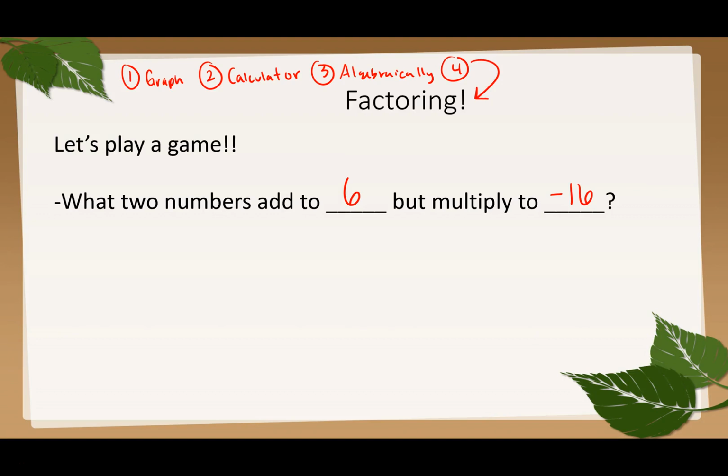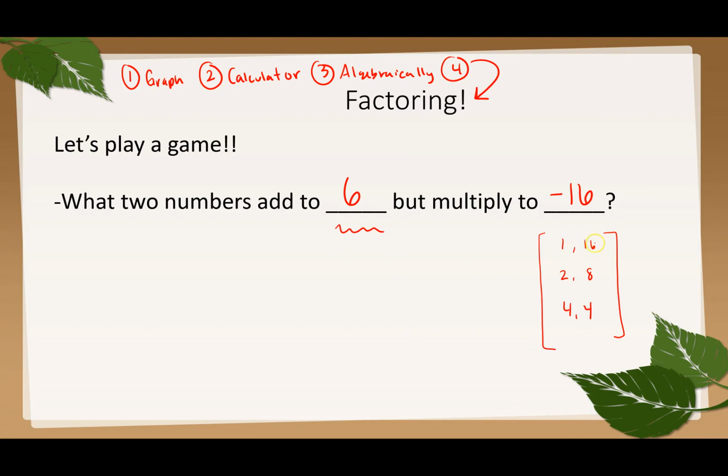Okay, if you're stuck on problems, I highly recommend writing the list of things down here that multiply to 16. So that would be a 1 and a 16, a 2 and an 8, a 4 and a 4. And obviously one of these has to be negative, right, to multiply to -16. So then you would say, okay, which of these would possibly get me a 6?